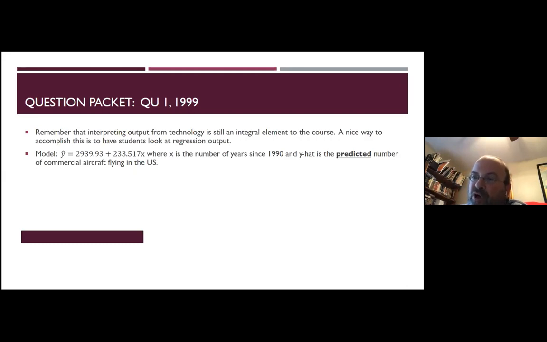And then we always want to define our variables. If you're writing a model, you are defining your variables whether or not it asks you to, where X is the number of years since 1990 and Y hat is the predicted number of commercial aircraft flying in the US. You can make all kinds of mistakes, but if you leave off the word predicted, average, estimated, some wiggle word, and this is a line of prediction, so I always use predicted. If you leave that word out and you say Y or Y hat is the number of commercial aircraft, your grade just dropped a level. That's the most important word in that sentence, okay?